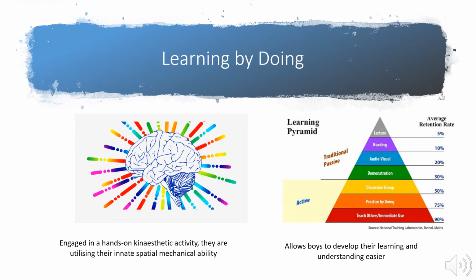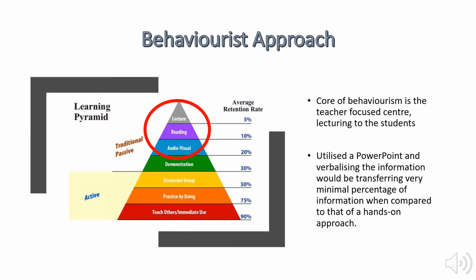This connects to research by Gurian, which suggests that when boys are engaged in a hands-on kinesthetic activity, they are utilising their innate spatial mechanical ability. Thus, this method allows boys to develop their learning and understanding easier, as their spatial mechanical functioning is double the size compared to their verbal and motive function.